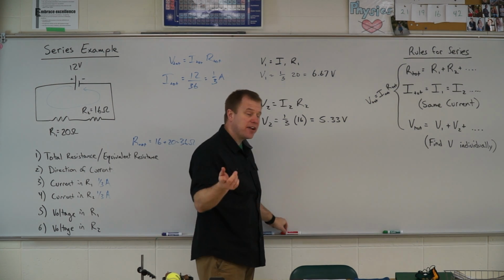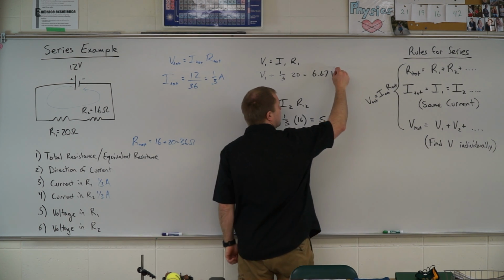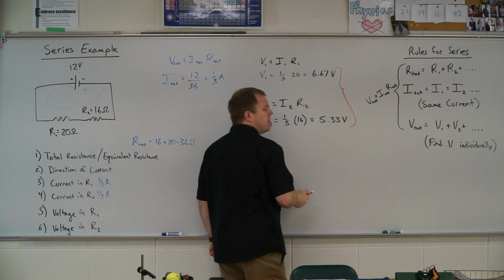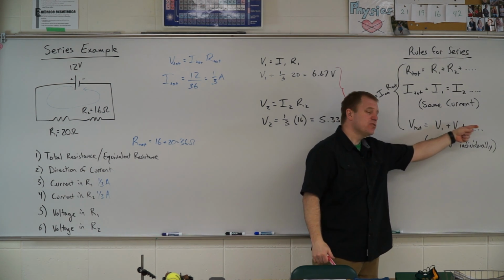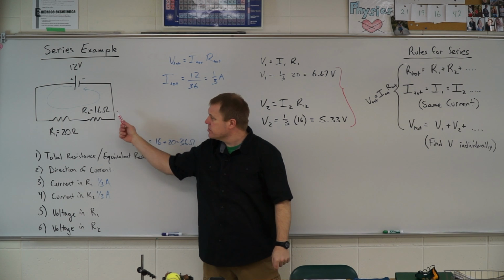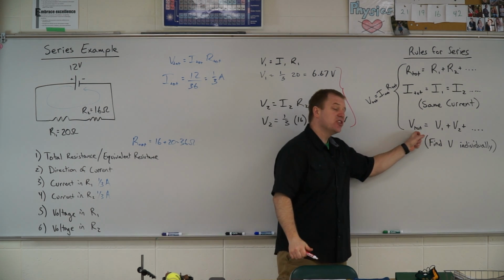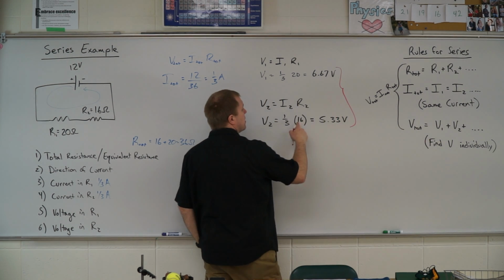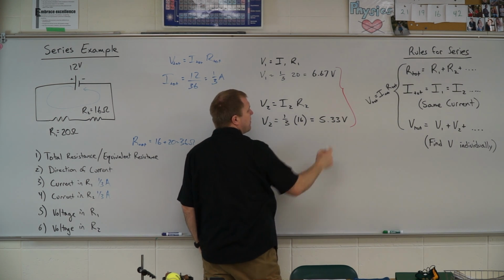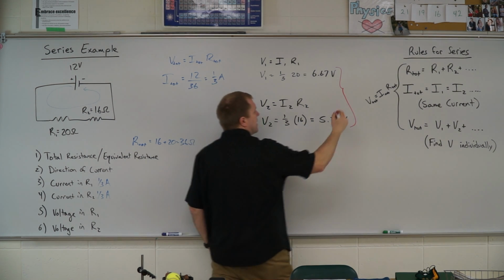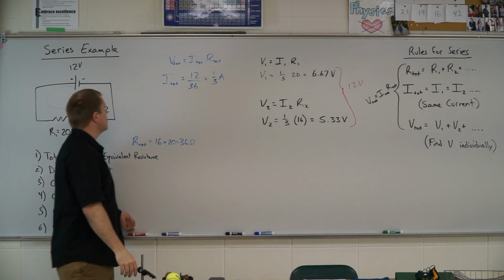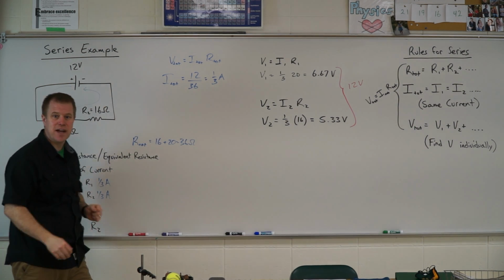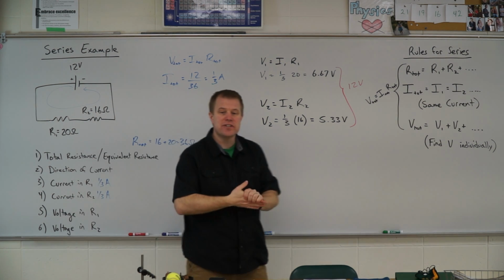A nice little check for yourself is take a look at those two voltages. Those two voltages should add up. So if I add up the individual voltages of all of the resistors in series, I should get the total voltage. So here we go. We have 6.67 plus 5.33. That gets me 12 volts total. Little squeak there on the marker. 12 volts total. That's what I had. So it checks out. So there's our series example.